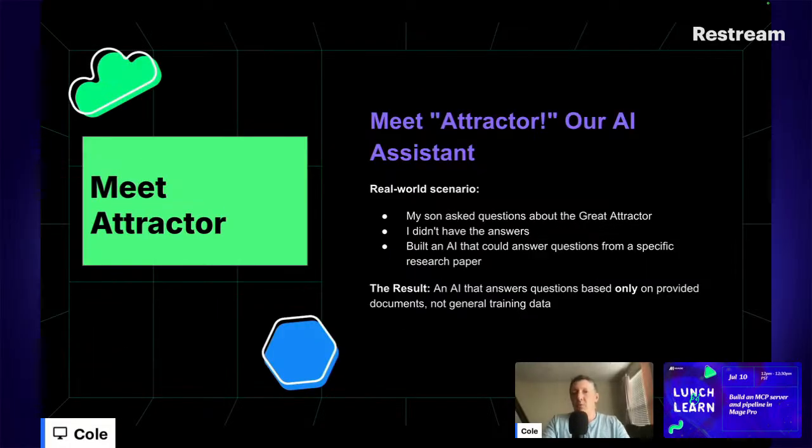So we're gonna go through a pipeline that basically builds what we call a tractor. So this is a real world scenario. My son, he's 8 years old, started asking questions about space and the universe. And one of those he asked about was the Great Attractor. He had heard about this somewhere. I can't remember where it was. And I didn't have the answers.